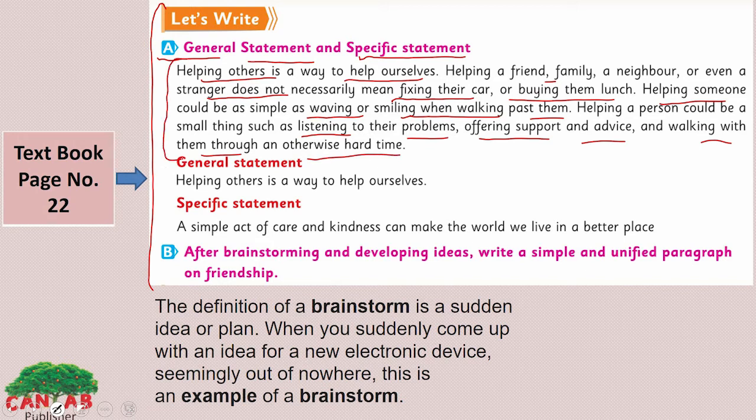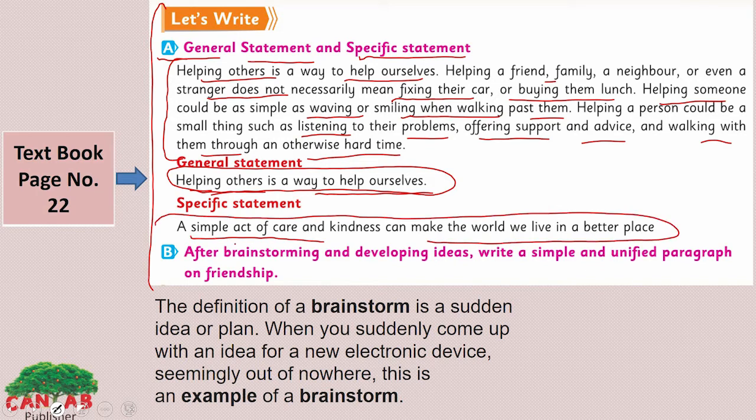The general statement of this paragraph here, helping other is a way to help ourselves. This is the general statement, general point of view about this paragraph here. What is the specific statement? The specific statement: a simple act of care and kindness can make the world we live in a better place. How can we write a specific statement?